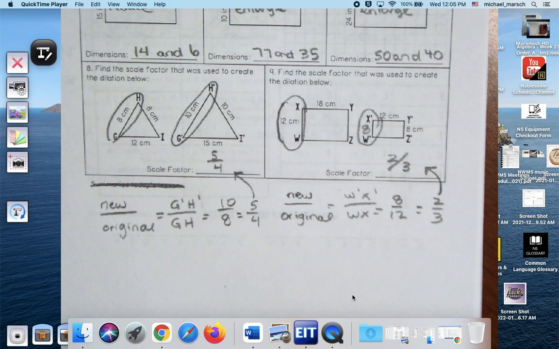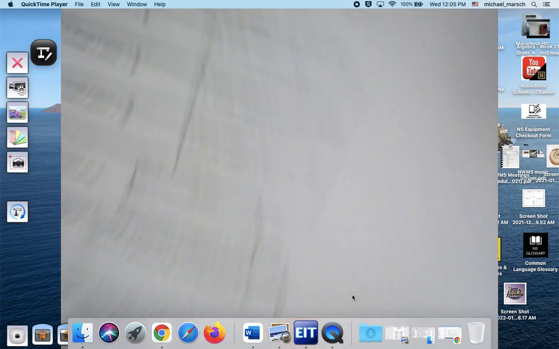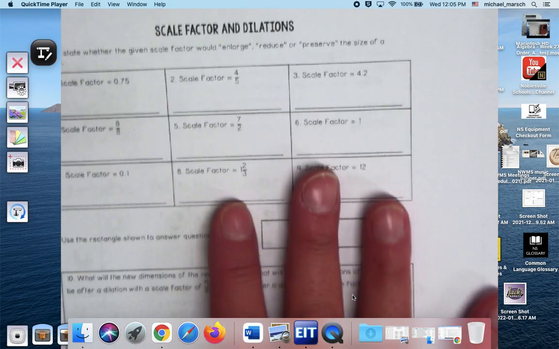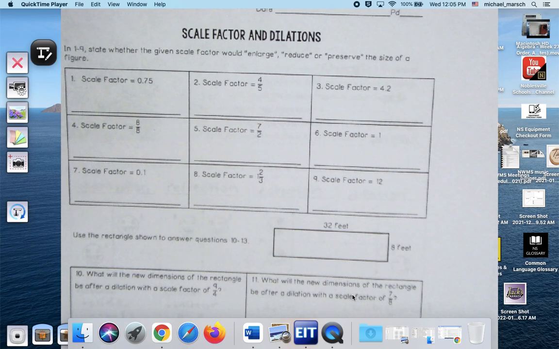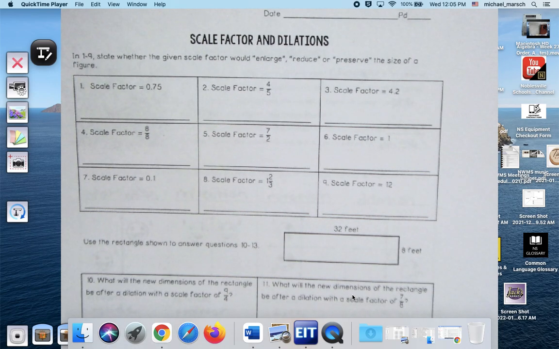You feeling good about scale factors? Easy peasies? So easy, right, Jillian? Okay, woo! We made it. And this section up here is pretty easy. You're going to look at the scale factor, and you're going to tell me would it enlarge, reduce, or preserve the size. What does the scale factor have to be for it to preserve the size? 1. Okay, go ahead, fill it in.